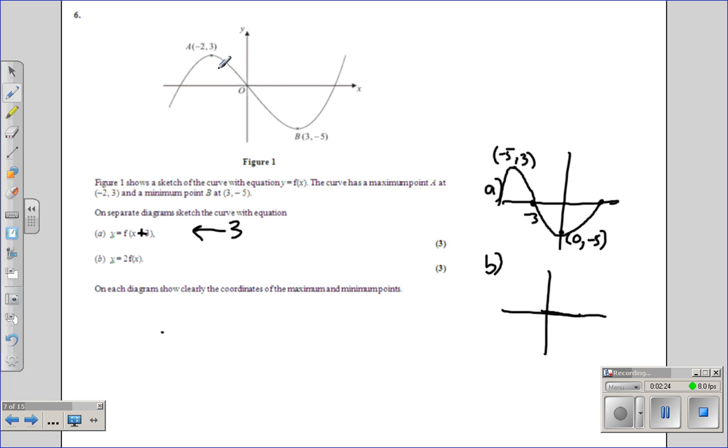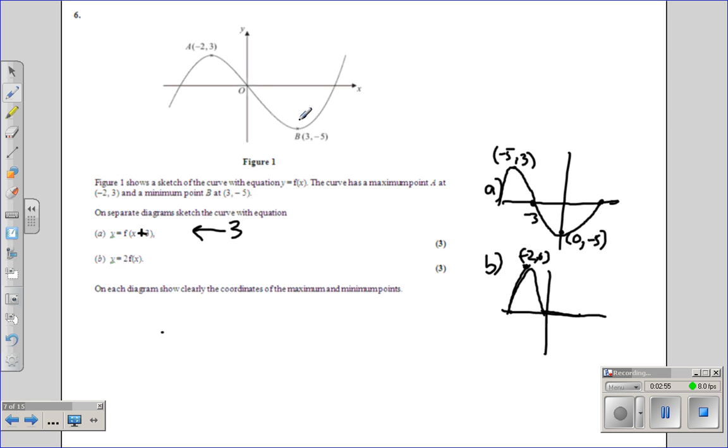So the maximum will still be at x equals -2, but it will go up to 6 this time. This will be -2, 6. It will still cross the x-axis at the same place because the y value here is 0, and timesing that by 2 still leaves it at 0, so it will still cross at the same place. It just goes really stretched up here. Still crosses at 0 because the y coordinate is 0, and timesing that by anything still leaves it at 0. It's just this that's changed.